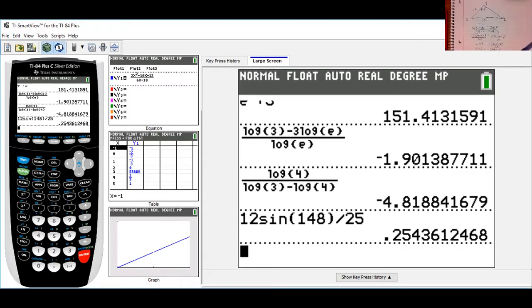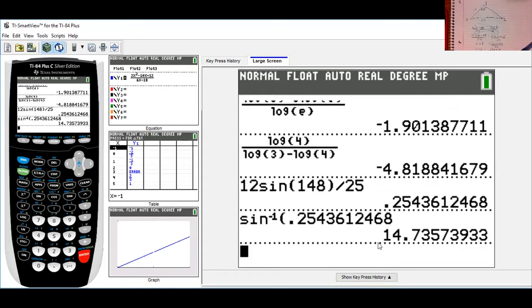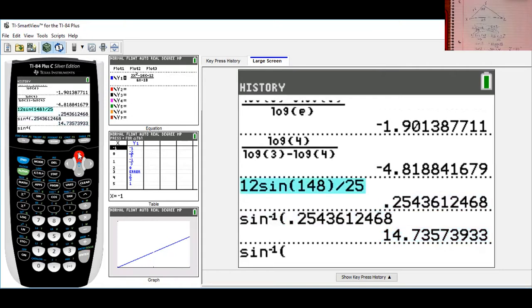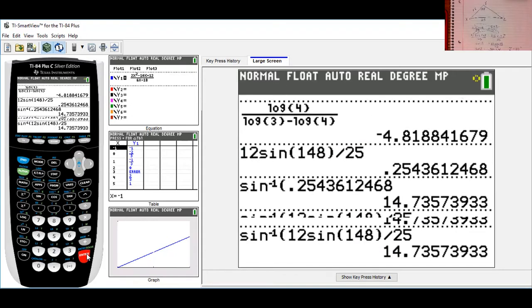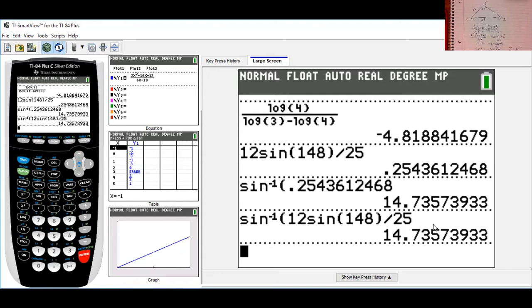And you have a couple options. If you've already found the decimal, you can do second sine of the decimal. We are rounding to the nearest whole number, so that should be fine. 14.7 would mean that it's 15 degrees for angle Z. You also could do inverse sine of that whole fraction that you typed in earlier, instead of getting the decimal first. Again, we're rounding anyway, and you see we get the same answer, so it's okay.